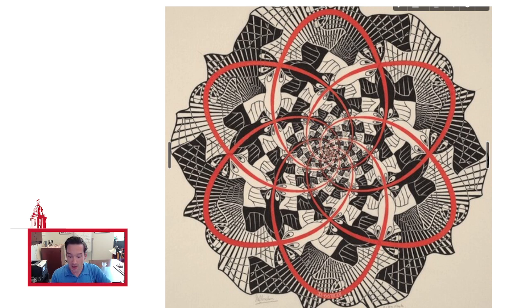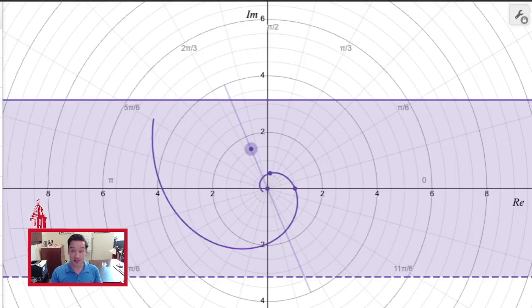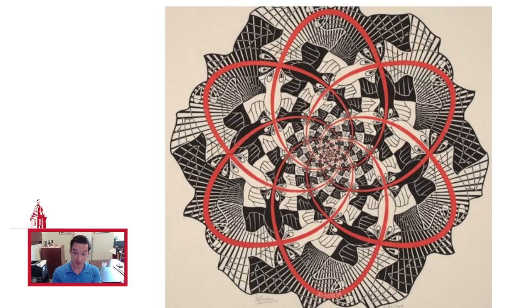So Doris Schattschneider is a mathematician that first looked at this image and figured out that those red paths in Path of Life 3 are indeed spirals, and they're not just any kind of spirals, they're the logarithmic spirals that we would see in this diagram, right? The images of rays emanating from the origin in the complex plane. That explains where these red curves in Escher's Path of Life 3 woodcut are coming from.